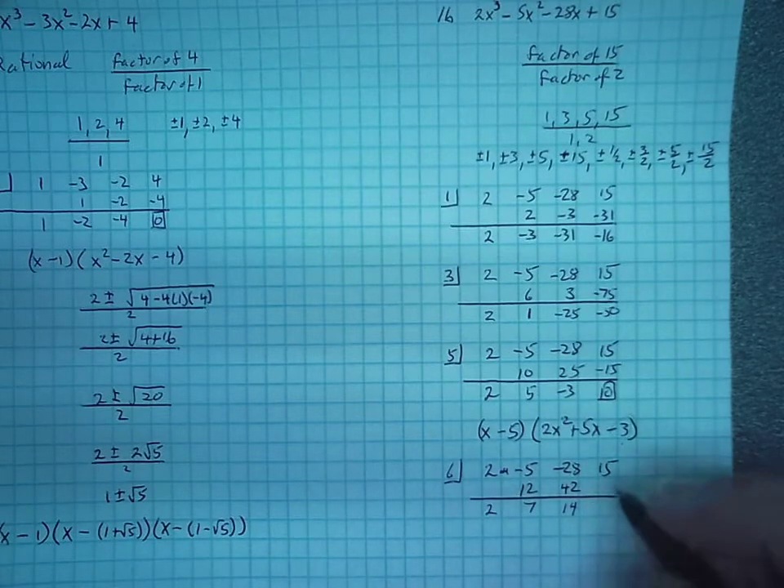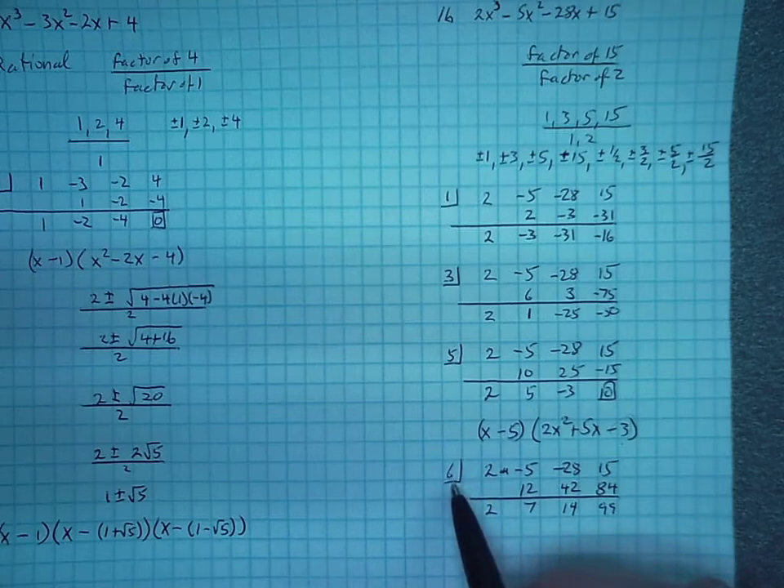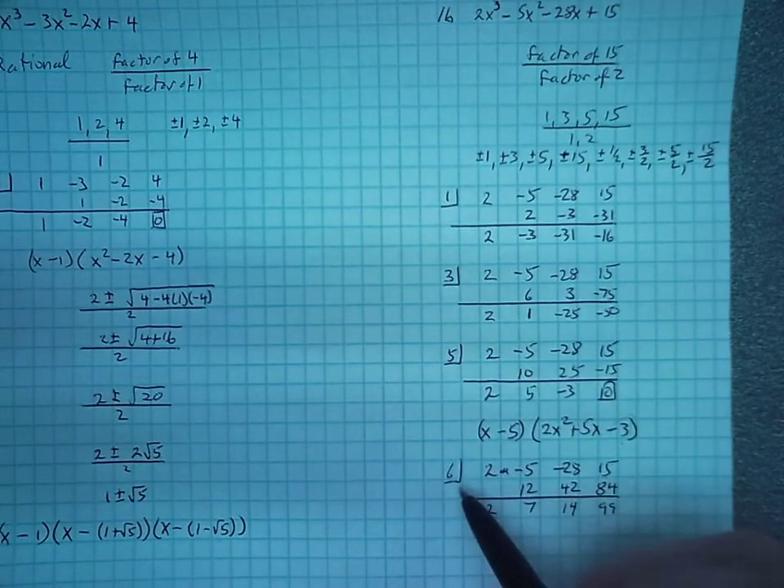Yes. 6 times 14 is 60 plus 24 is 84. So this is going to be 99. And what you'll see as you look along the bottom here is these are all positive. Now all that tells me is that there are no zeros bigger than 6, which I already knew.